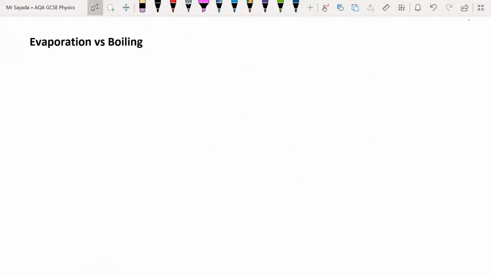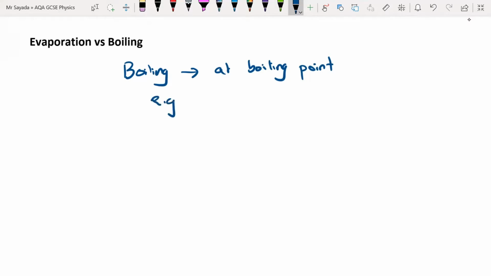Finally, the difference between evaporation and boiling. So boiling happens at the boiling point. For water, that's 100 degrees. For other substances, it's different. Boiling points of different substances are different. They're not all 100 degrees Celsius. Only the boiling point of water is 100 degrees Celsius. So the boiling happens at the boiling point. And when you get to the boiling point, all the liquid will turn into a gas at that temperature. So for example, at 100 degrees, water turns to steam.